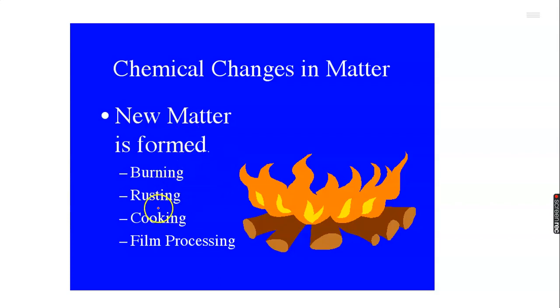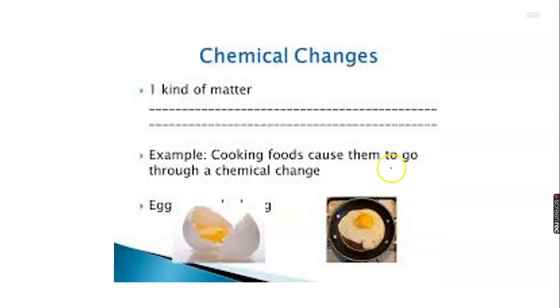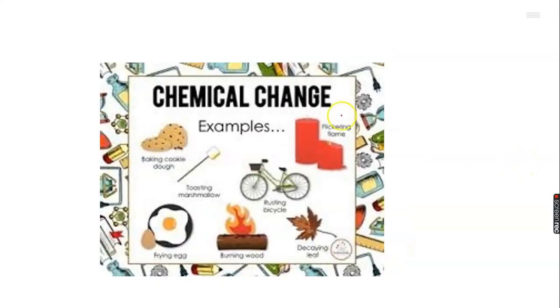You have burning, you have roasting, you have cooking, you have film processing. Okay, you have chemical changes in matter. For instance, you take your egg and put it in water and put it on your stove. What do you think will happen? You can't have your raw egg back. That means a chemical change has taken place in the egg.